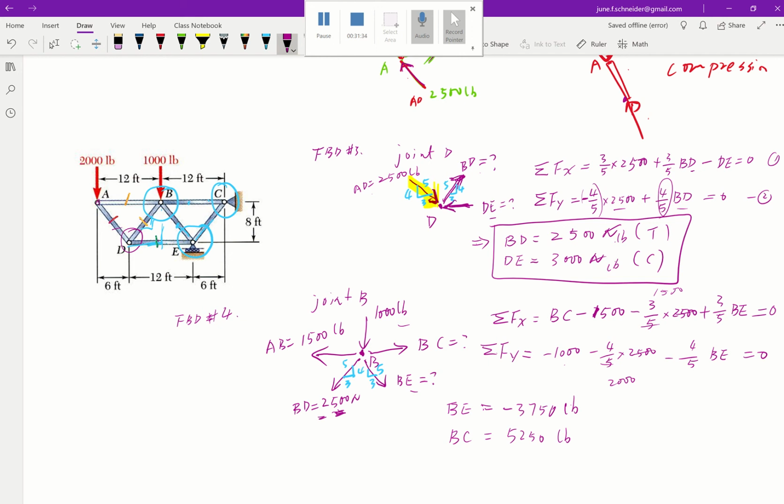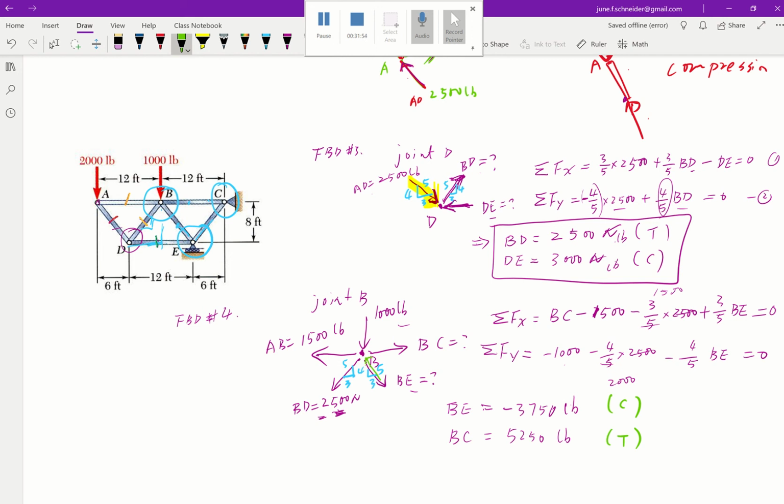Tension and compression. BE, we get a negative value, which means the true direction is going to be pushing it in. That means it's in compression. BC, we got positive, which means it is indeed the right direction. That's away, so that's in tension. So you got all those two figured out.